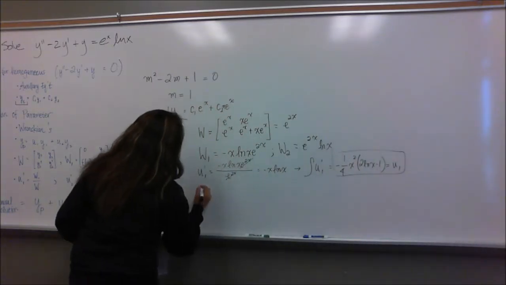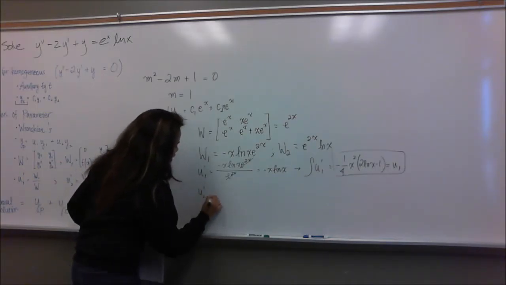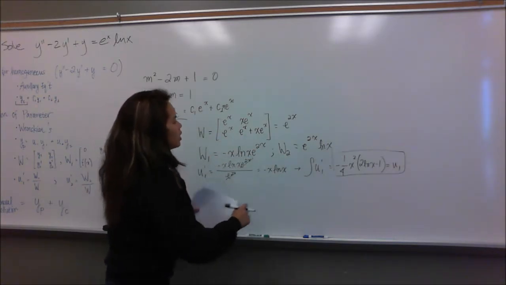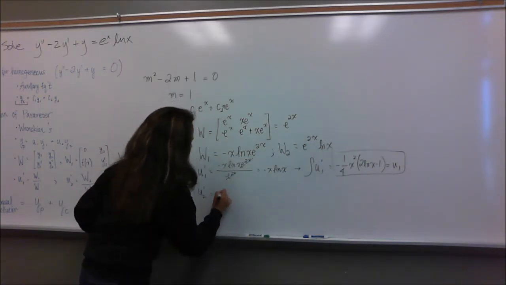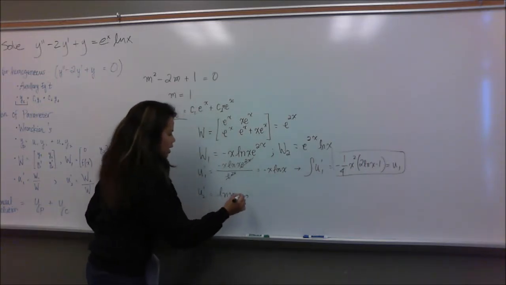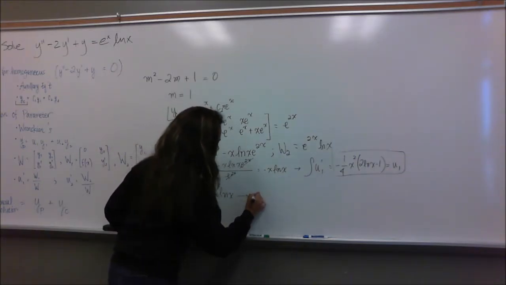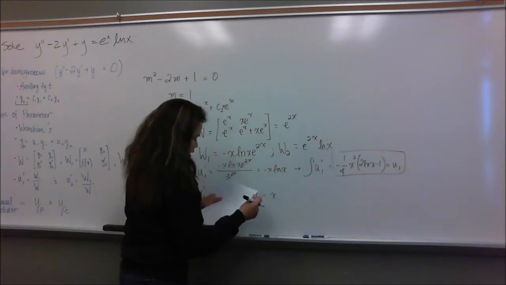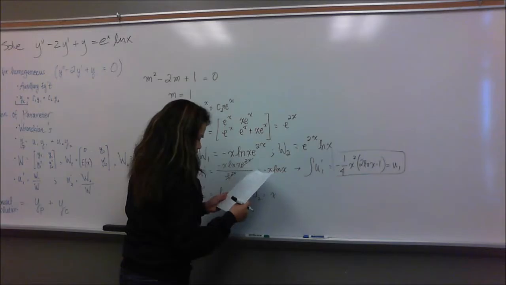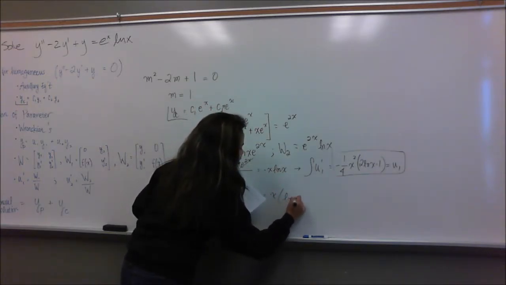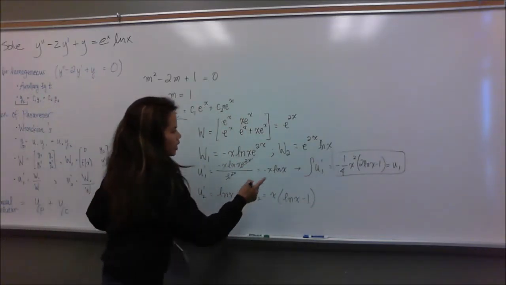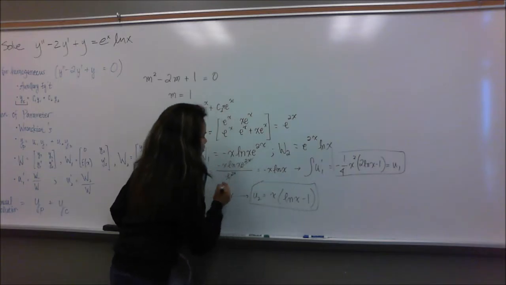And then same thing for the u2 prime there. I did the same thing. I put W2 over W. This e to the x is one that's again going to cancel out, and I'll get ln x. And integrate that, and I end up with u2 is x ln x minus 1. Okay, so I got u1 and u2.